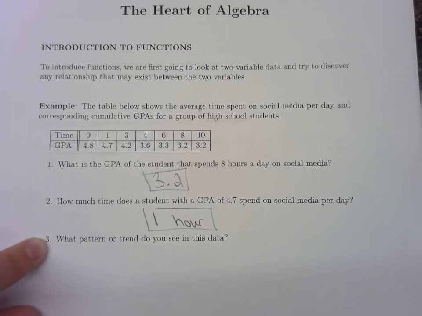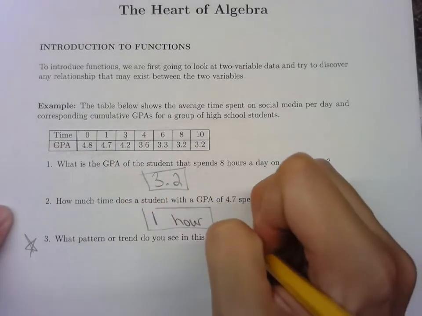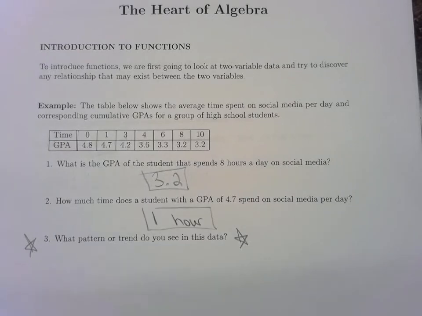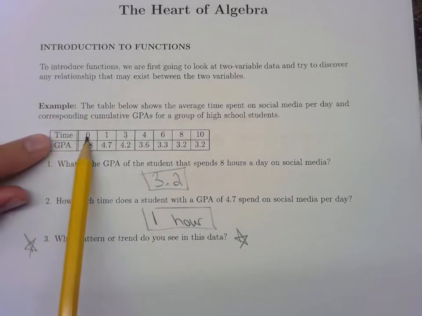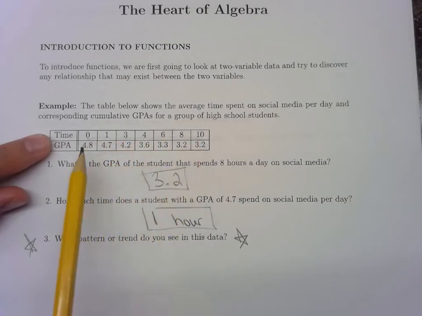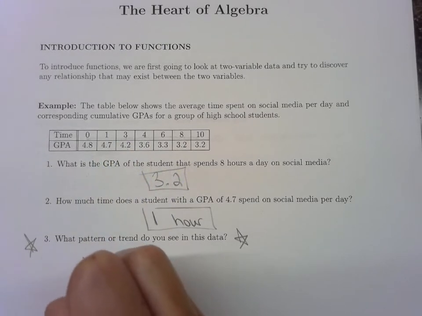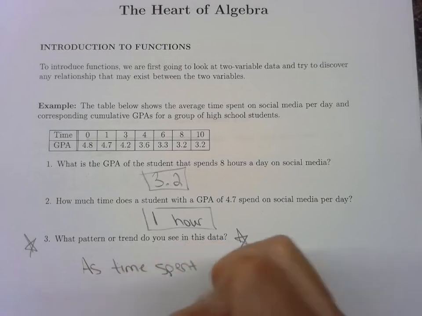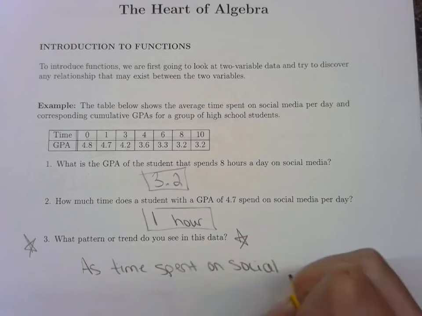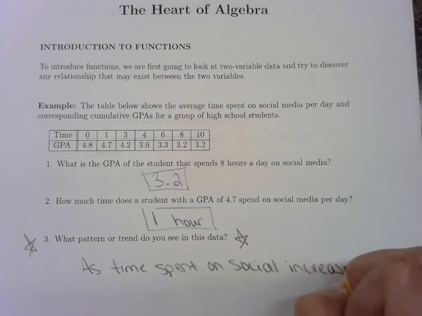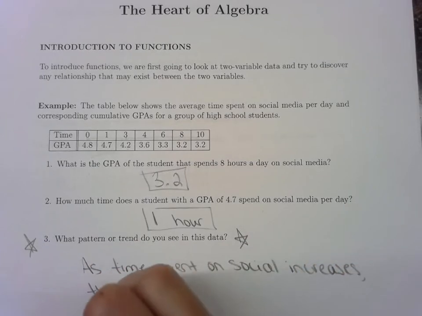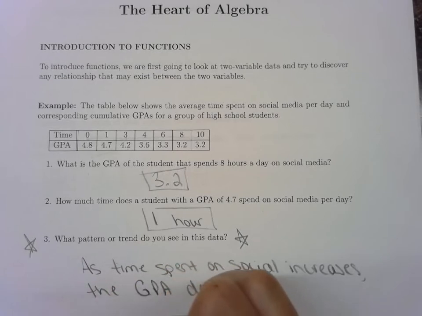Okay, number three, what pattern or trend do you see in this data? Okay, so this is probably the most important from this example. You'll see something like this on the SAT. It's going to give you some data and you're going to have to see the trend. So what that means is, let's just look at the time. As time increases, what's happening to the GPA? You can see that it is decreasing. So the trend would be as time spent on social media increases, the GPA decreases. So that would be the trend.